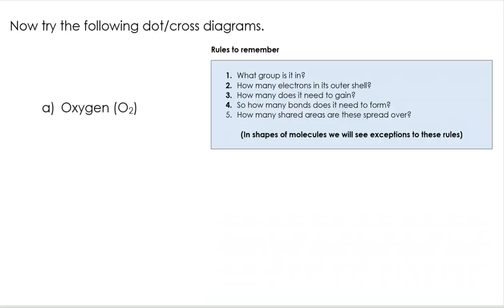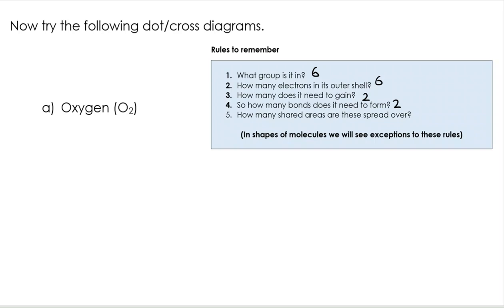So let's try oxygen, O2. Now, once again, we are working our way through the rules. We don't have a central atom here, so we pick one of the oxygens. Oxygen is in group 6, and that means it has 6 electrons in its outer shell. So to get a full outer shell, it needs to gain 2 electrons. And if I'm going to gain 2 electrons, I need to also put 2 electrons in. So I'm going to form 2 covalent bonds.